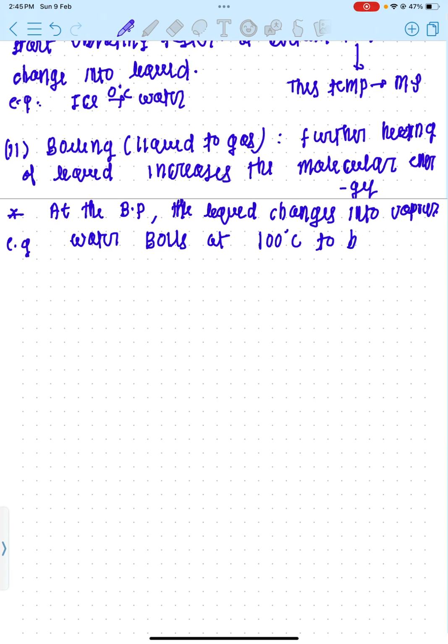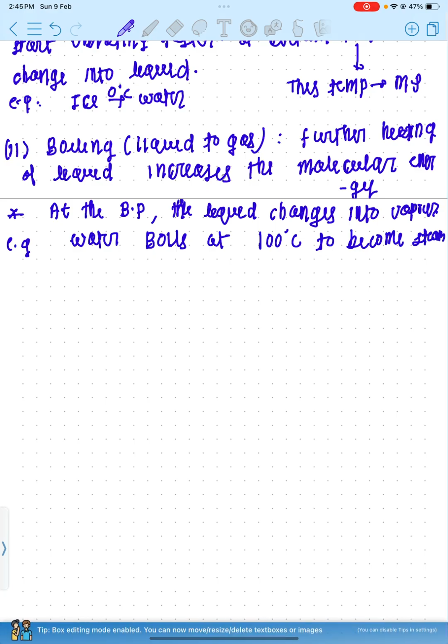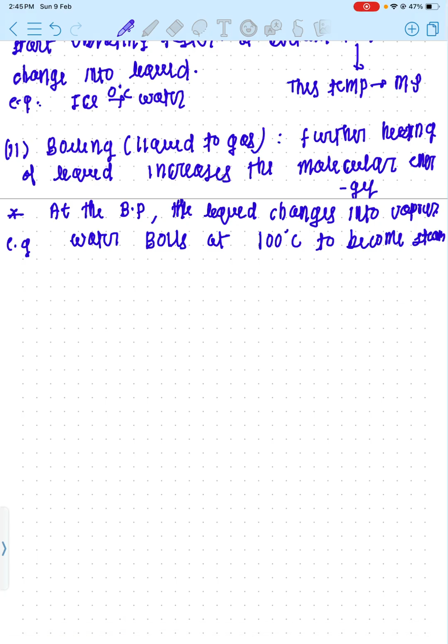Right? Okay. Now, the third point is condensation. See how many things we are revising through the questions. Condensation.